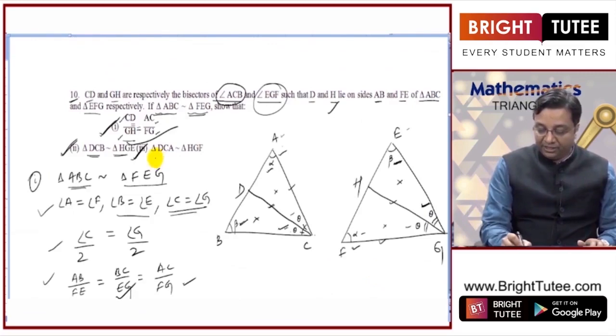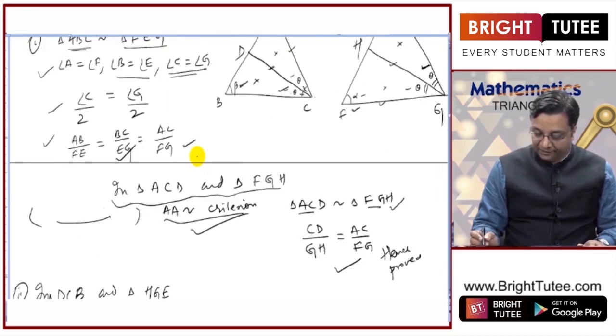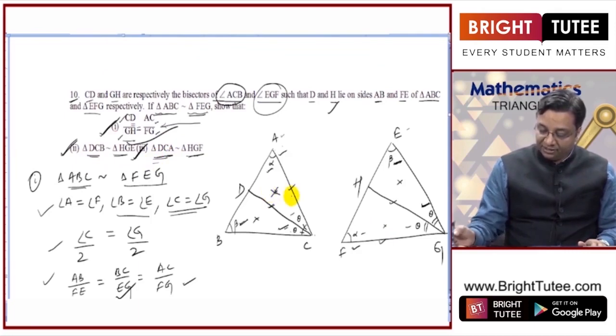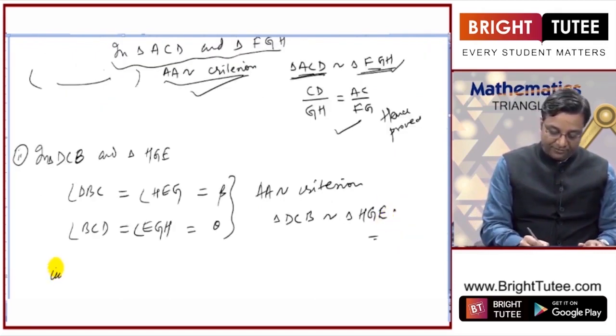Now look at this one, DCA and HGF. So I have already shown you that DCA and FGH are similar. When I proved the first part, I have already shown that DCA, that is this triangle, is similar to HGF, that is this triangle. Okay, so already proved in part 1.